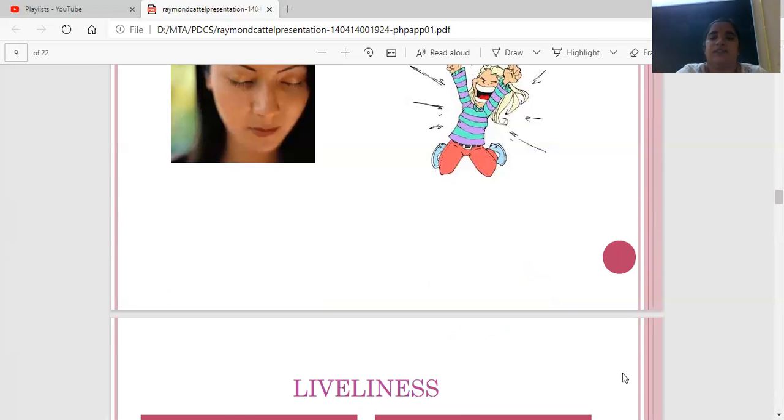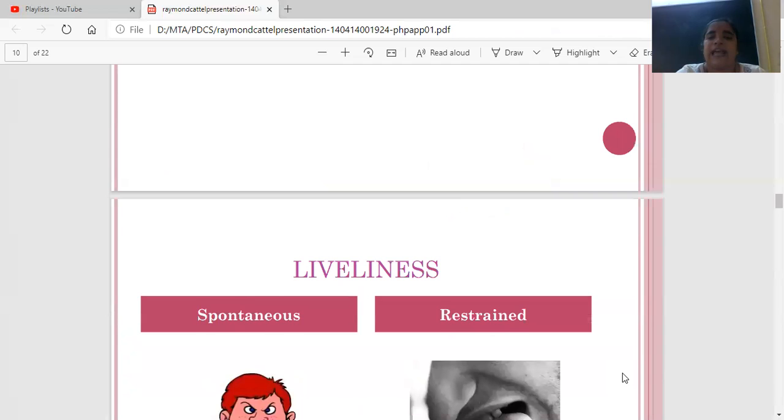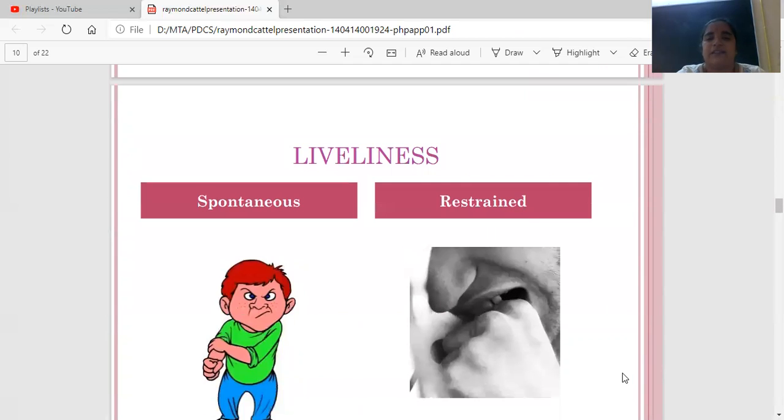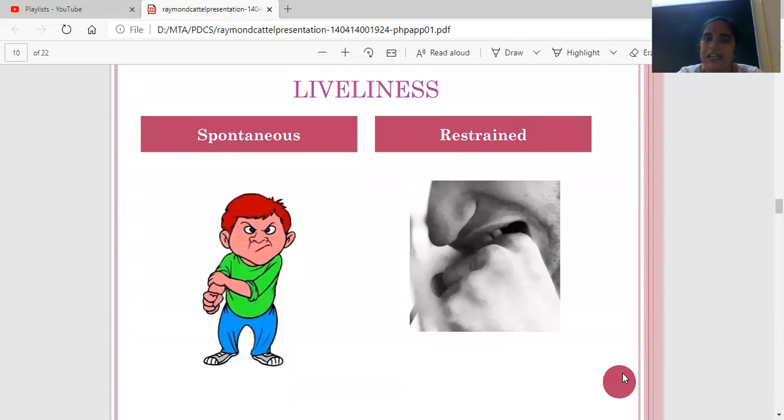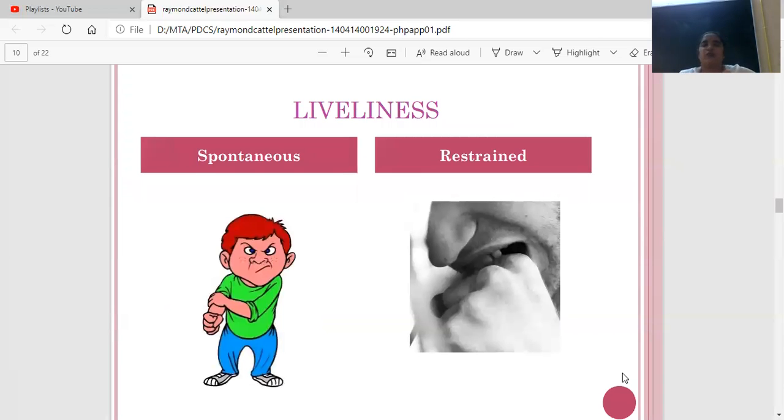The next is liveliness, whether you are restrained or spontaneous. This is linked with emotional stability. If you are high-strung, you react, and such people are very spontaneous. So you can irritate them and make them angry because you know that person will react. He can't stay strong.